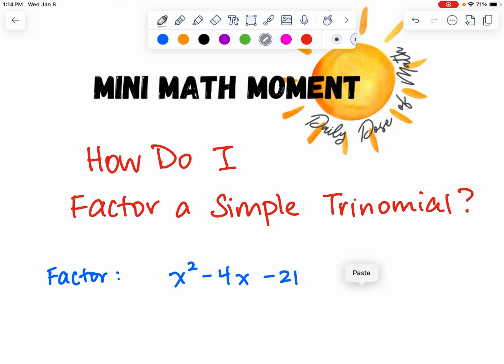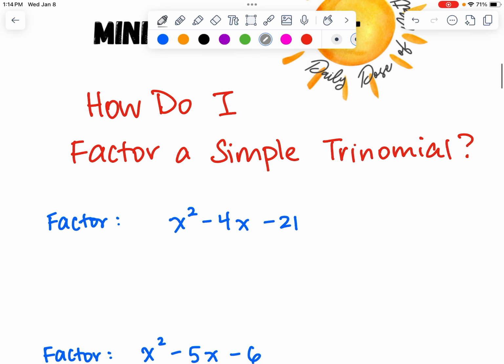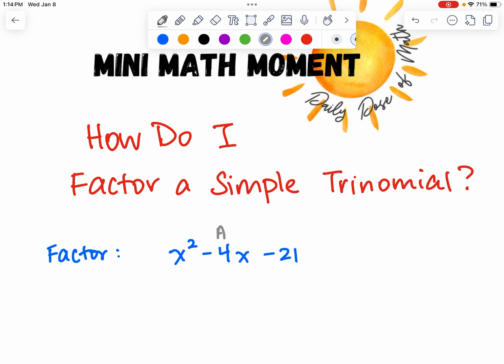To do that, we're going to look at the coefficient of the x term. So it's ideal if your terms are in descending order, so your x squared, then your x, and then your constant. If not, I would rearrange that so it is. And so I like to put an a on top of the -4, the coefficient of x, and an m on top of the -21.